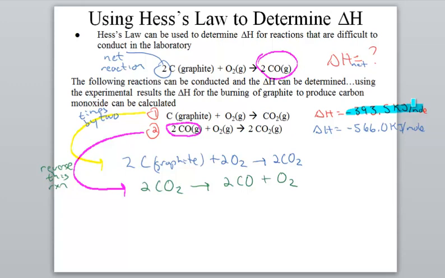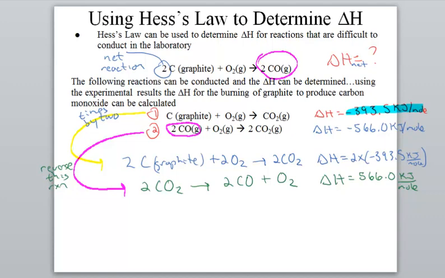2 times 393.5. As far as the enthalpy change for reaction number 2, carbon monoxide forming carbon dioxide released 566 kilojoules per mole. Well, going the opposite way, climbing the reverse hill, carbon dioxide would need to take in that same amount. So if you reverse a reaction, you multiply the enthalpy change by -1, so the reverse reaction would be a positive 566 kilojoules per mole.